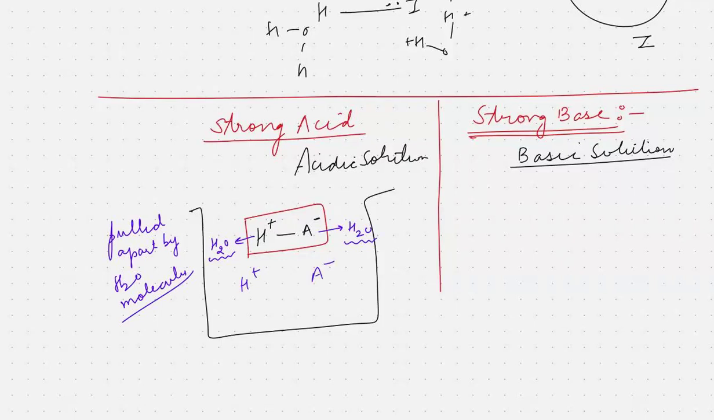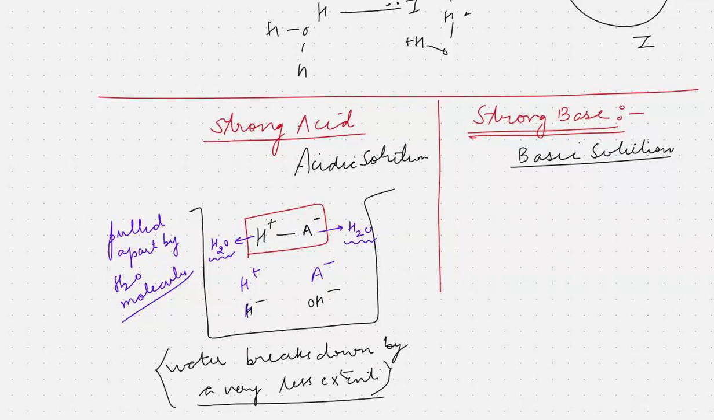Water gives its own H plus and OH negative ions, but water breaks down to a very small extent. And when water breaks down to a very small extent, we are going to have H plus and OH negative. Do you understand my point?